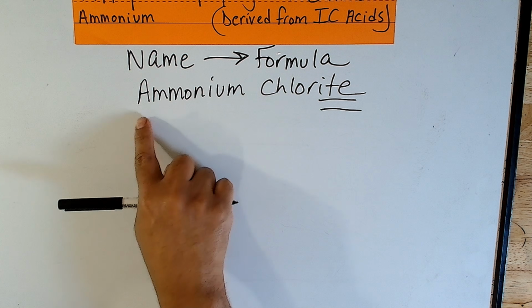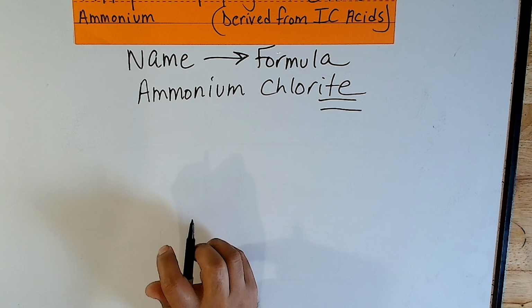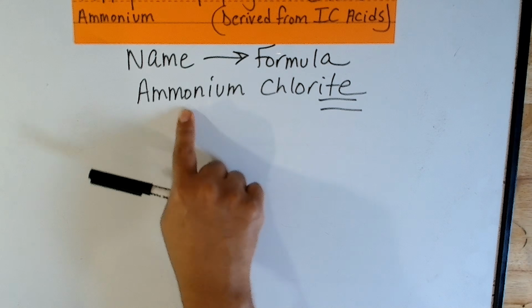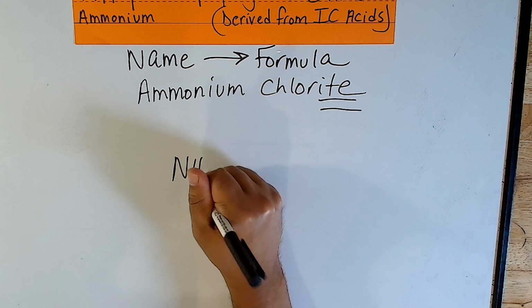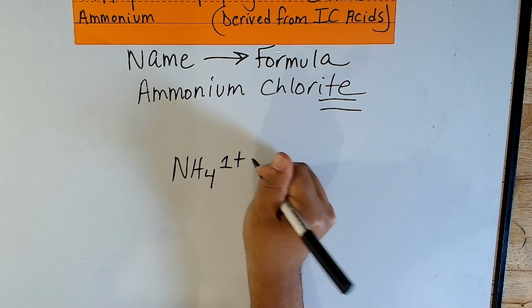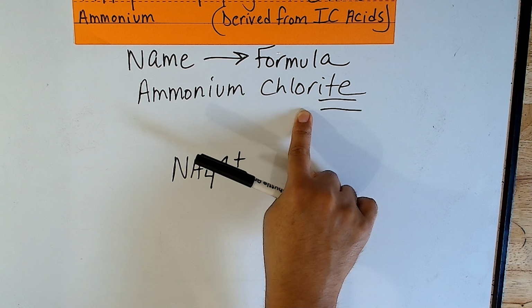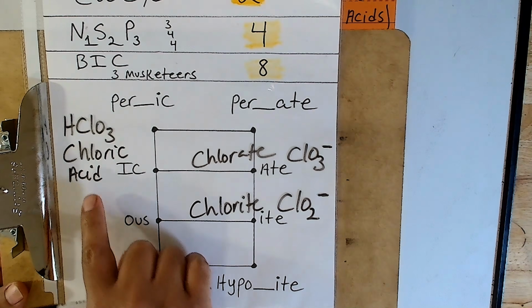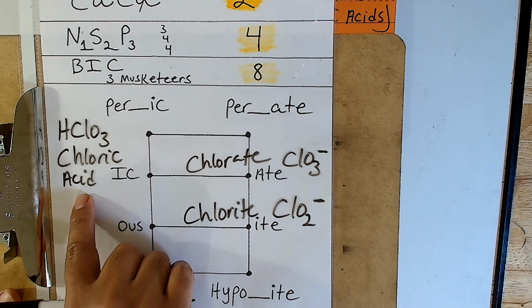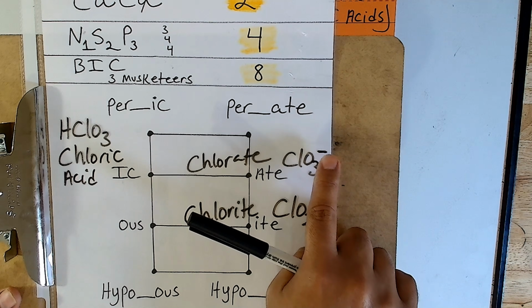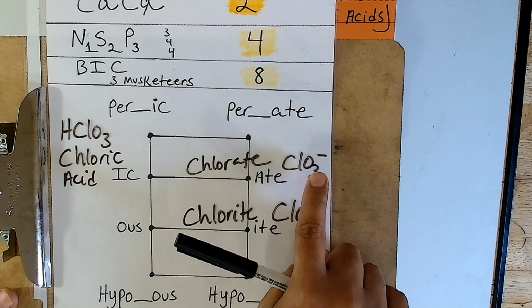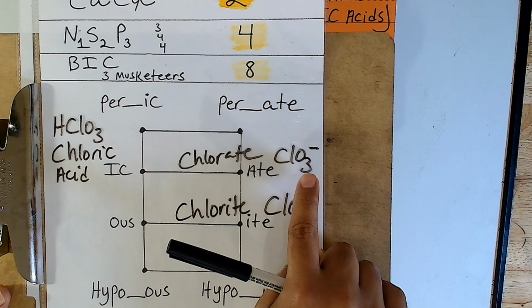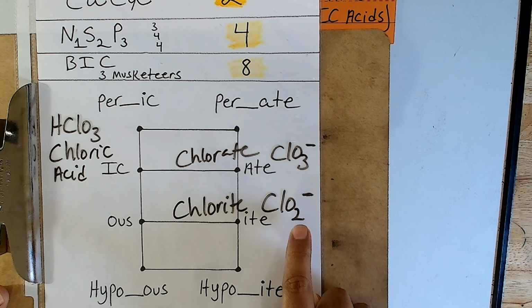Okay, so now we have this chemical name and we need to find its chemical formula. Remember that the first step is to write the chemical symbols and their charges. I see ammonium, and that is NH4, 1+. And I also see the anion chlorite. Chlorite, remember, derives from chloric acid, one of the 9 ic acids. It donates its hydrogen ion and gains its 1- charge. So we have chlorate. And then an anion that has 1 less oxygen would be chlorite.